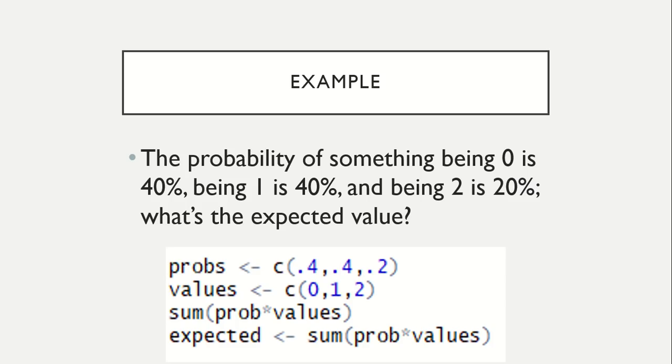What is R actually doing though? Well, R is multiplying the 0.4 times 0, the 0.4 times 1, and the 0.2 times 2, and then adding all of these together. So it's important to conceptually understand what it's doing and not just think you're putting in random things and telling R to do it for you.